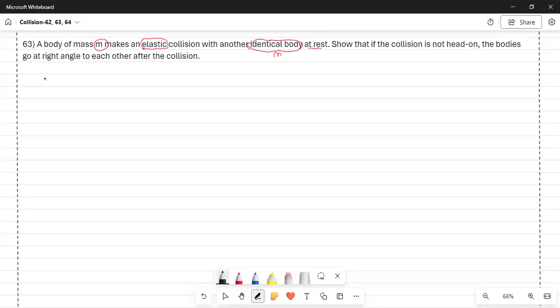A body, let us say this is body A, and its mass is m, and it has got some velocity. Let us say this velocity is u. It collides with another body of the same mass, and it is at rest.